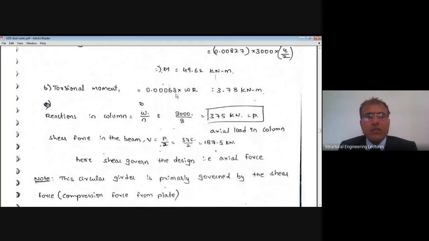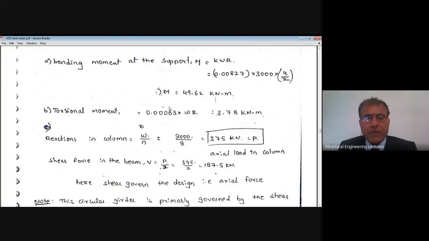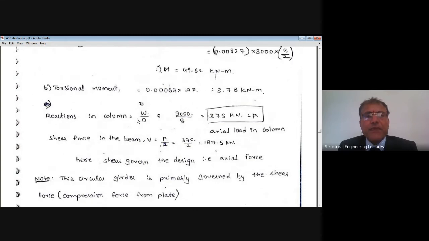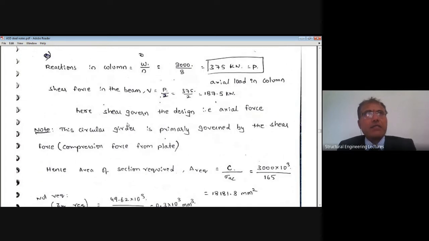And also the torsional moment coefficient is equal to 0.00063, multiplied by W R. Substituting which, now I'll get the torsional moment as 3.73 kilonewton meter, right? Now I'll calculate from this the total reaction on each column, because there are 8 columns. Hence, each column will get 3000 divided by 8, say 375 kilonewtons of load. Axial load in the column is 375 kilonewton.